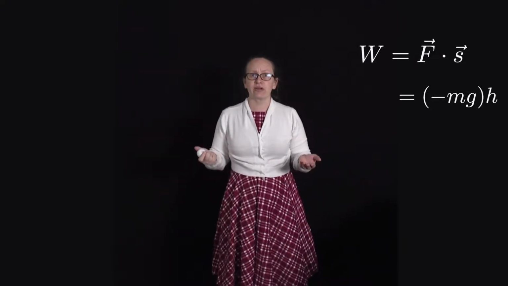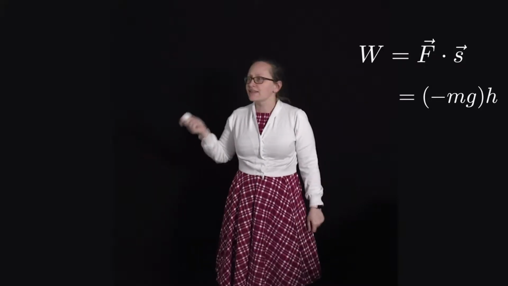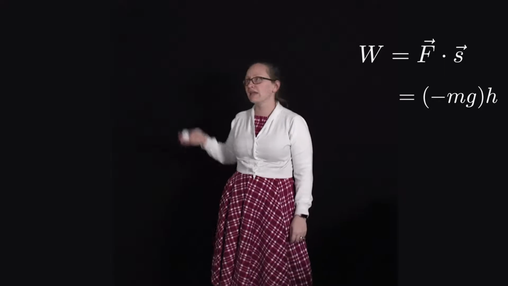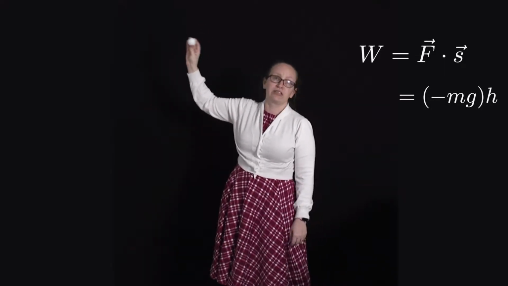Now, when negative work is done on an object, it is losing kinetic energy. And that is indeed what happened to the ball. As it left my hand, it had a relatively high speed. At the very top, when it got to height h, it had absolutely no speed. At the top, it came to rest.